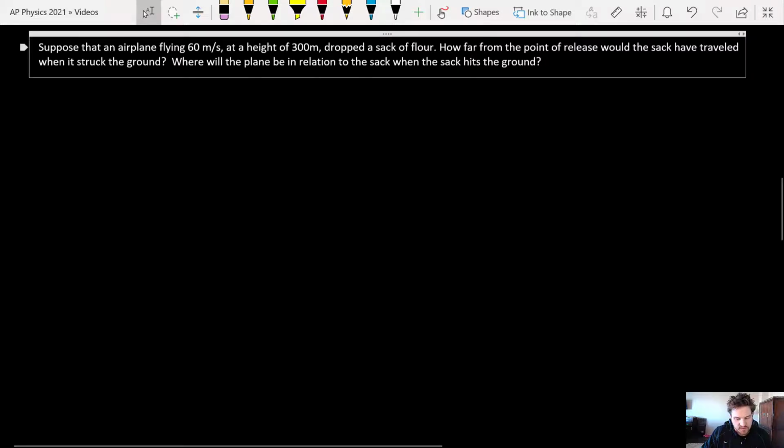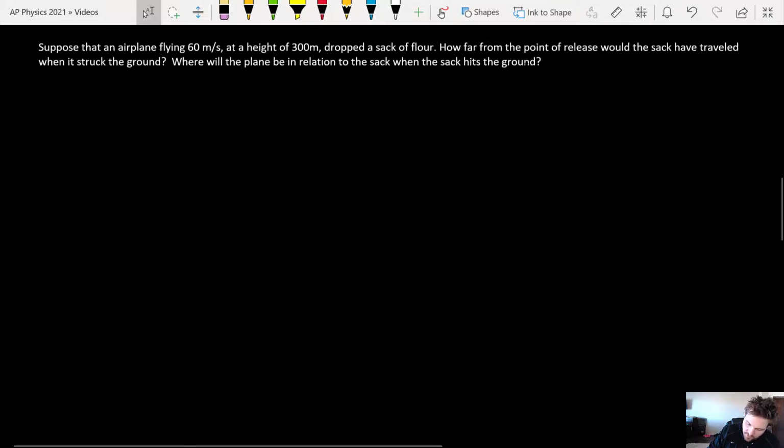So here's our next one. Suppose an airplane flying 60 meters per second at a height of 300 meters dropped a sack of flour. So it's flying that fast. It's that high. Dropped is an important word. Remember, that dropped word tells me that the initial y velocity is 0. Okay, how far from the point of release would the sack have traveled when it hit the ground?